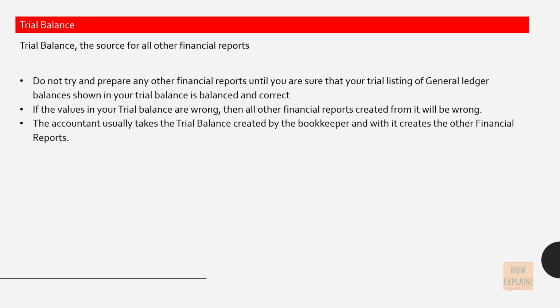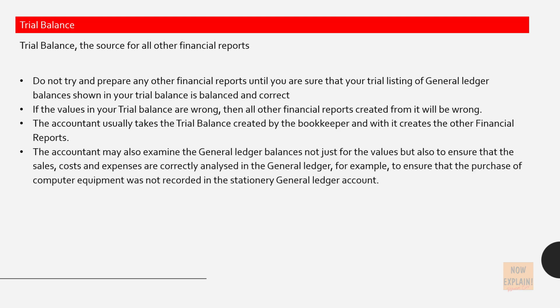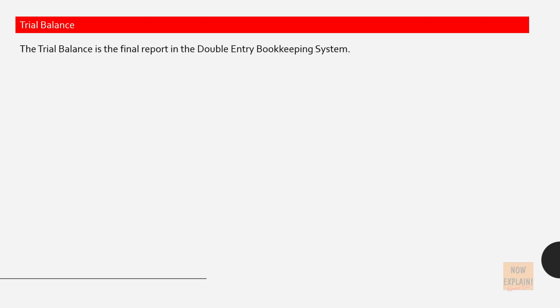The accountant usually takes the trial balance created by the bookkeeper and with it creates the other financial reports. The accountant may also examine the general ledger balances, not just for the values but also to ensure that the sales, costs and expenses are correctly analysed in the general ledger, for example, to ensure that the purchase of computer equipment was not recorded in the stationery general ledger account. The trial balance is the final report in the double entry bookkeeping system.